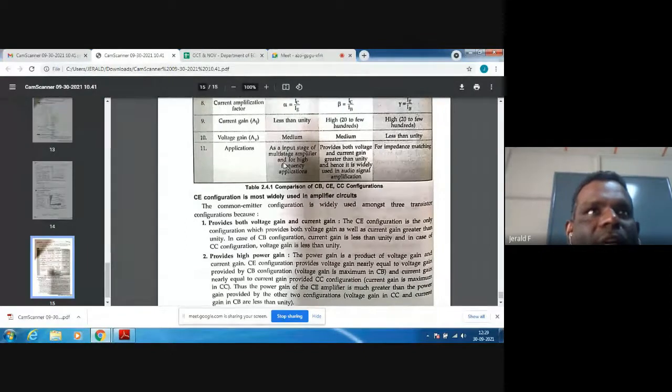And second, the common emitter can normally be used for amplifier circuits, in cinema theaters and so on. And the common collector is used for impedance matching, which is called an antenna circuit.